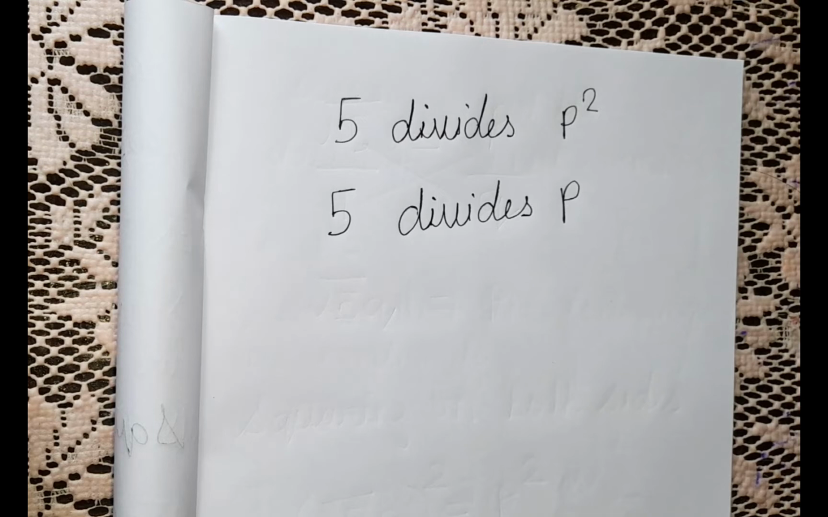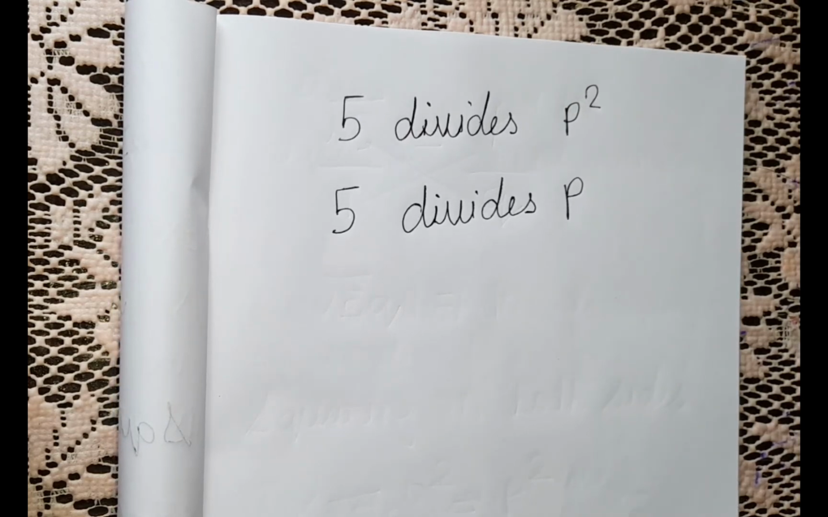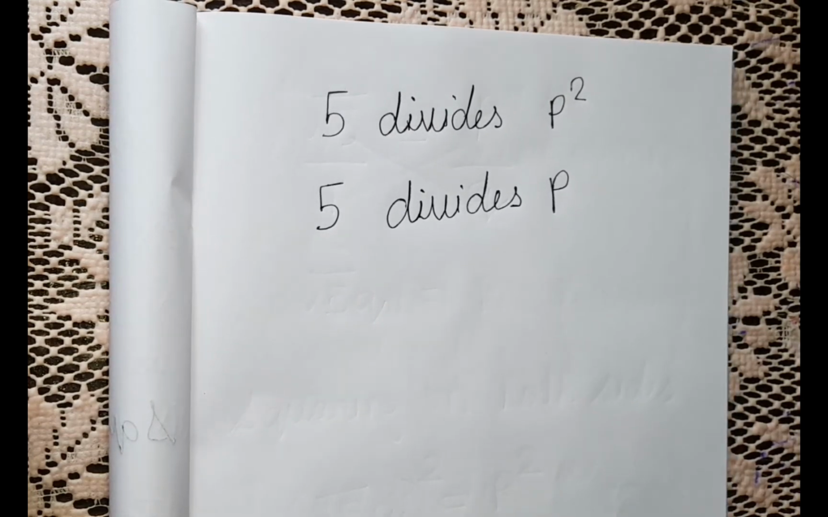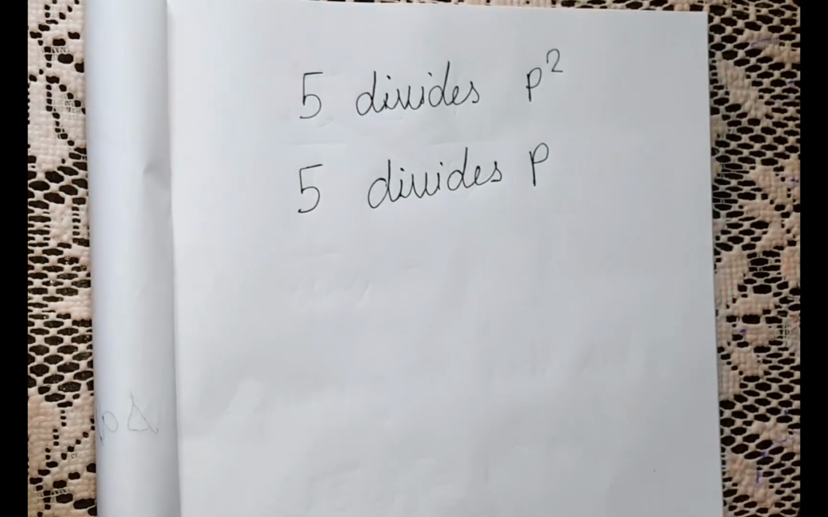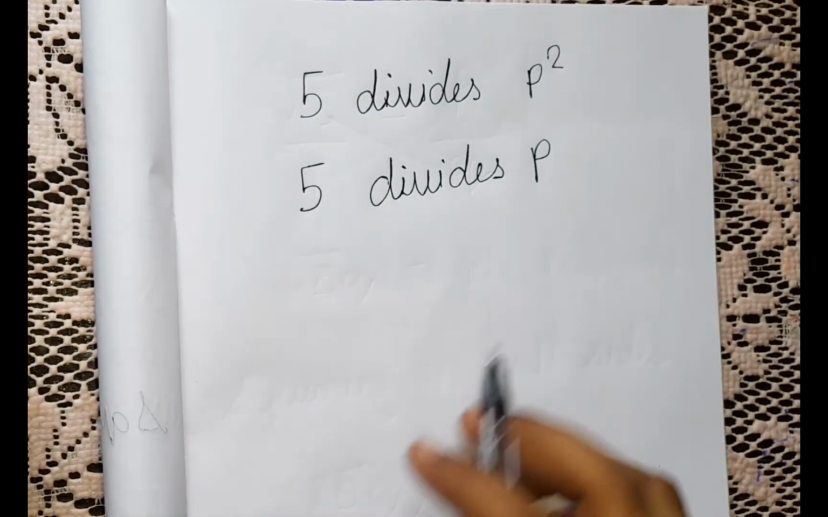Rational numbers are always in the form p by q. So that's why I took p. They are not in the form p square by q square. They are always in the form p by q. That's why I took p, because we should get the proper answer. So we wrote 5 divides p.